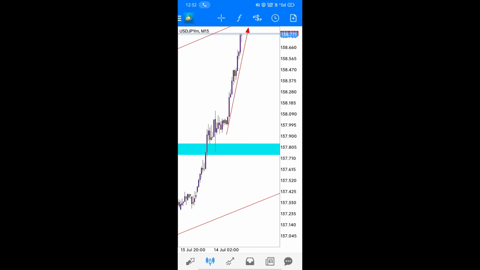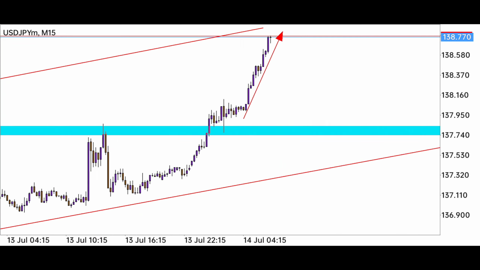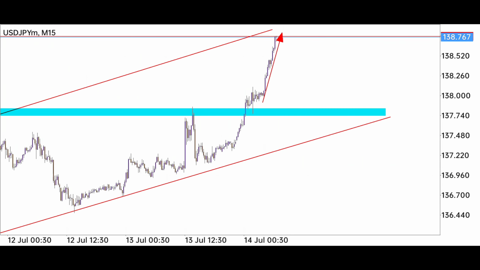We have grown our account by 15% from $1,000 to $1,143 with proper psychology and risk management. The market has gone straight up. We didn't expect that much. We achieved around 70 pips, which is enough for our target point.